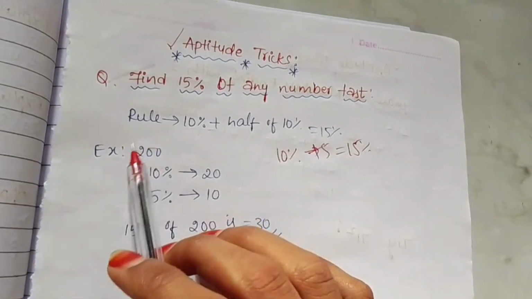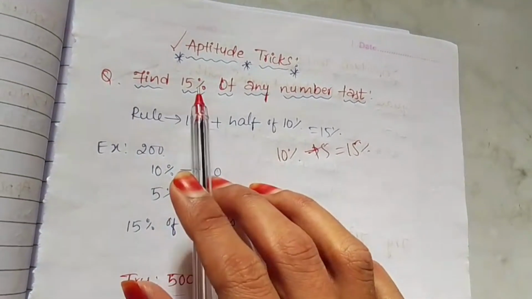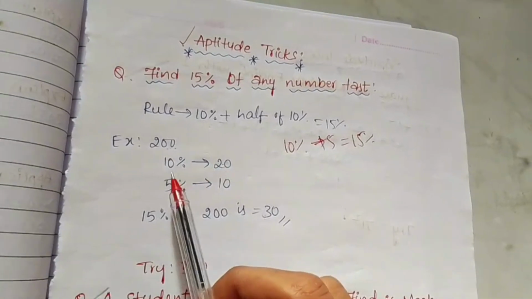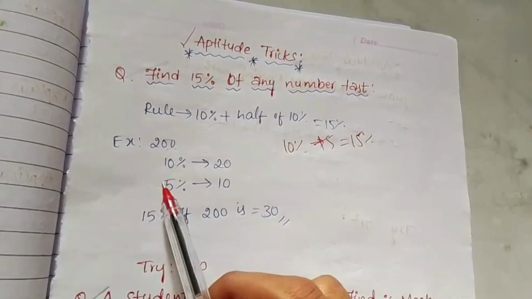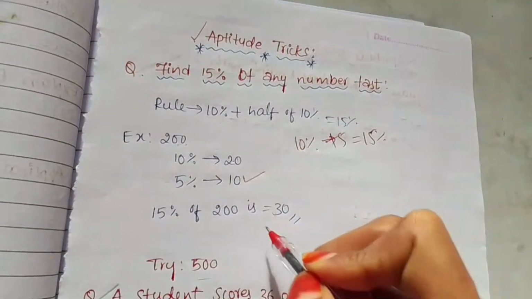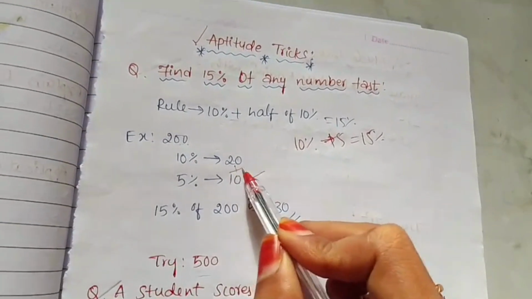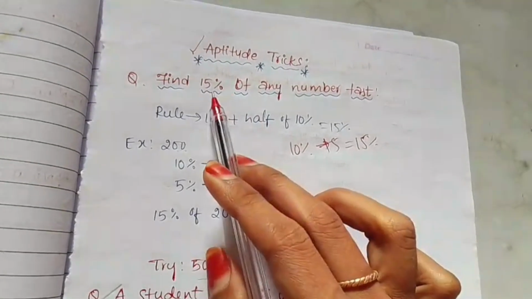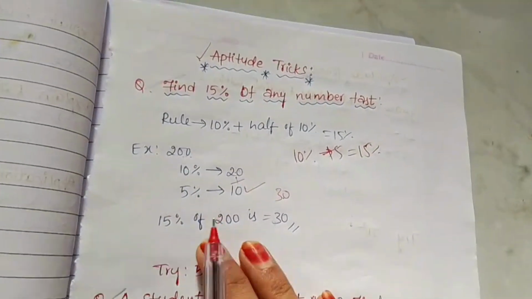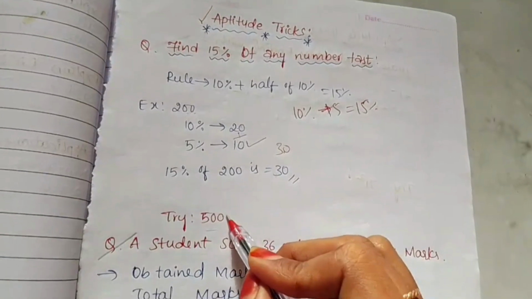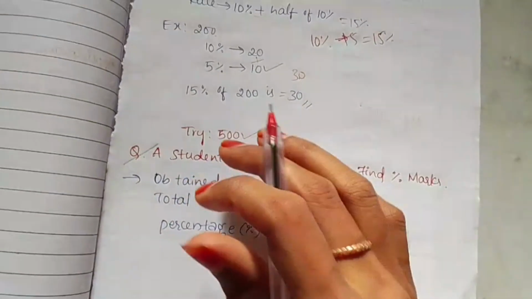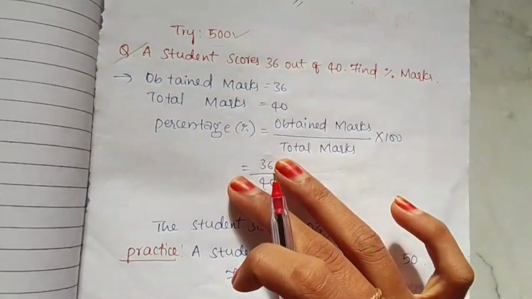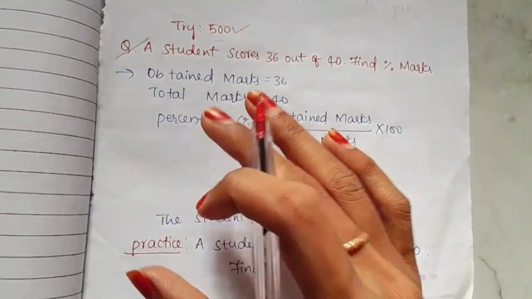Let us solve an example. We have taken 200. We have to find the 15% of 200. Easily we can calculate the 10%, that is 20, and for 5%, half of that 10%, that is 10. Easily I can calculate by adding these two. 10 plus 20, 30. 30 is the 15% of 200. Very simple, right? Try with the 500 and let me know in the comment section. It will take just seconds to solve. Here I am taking too much time to make you understand step by step easily.